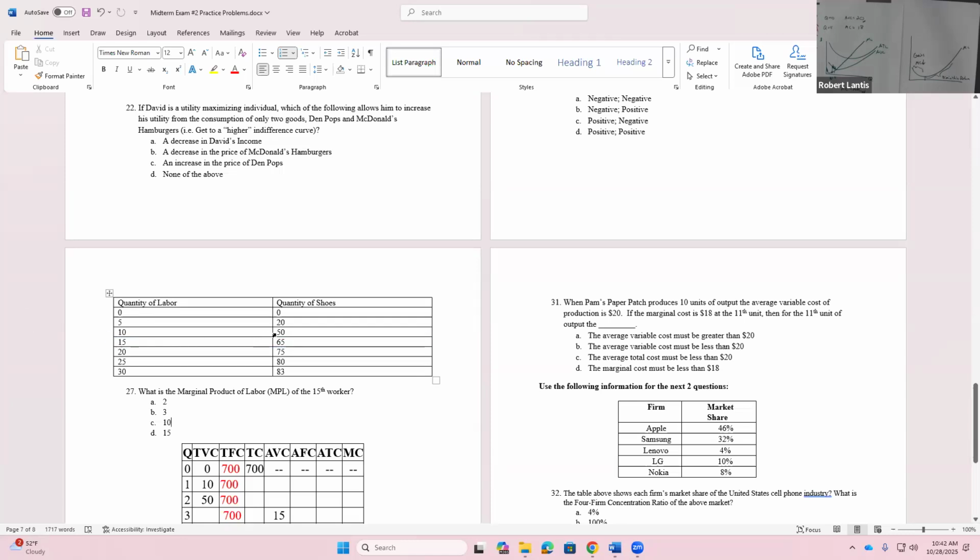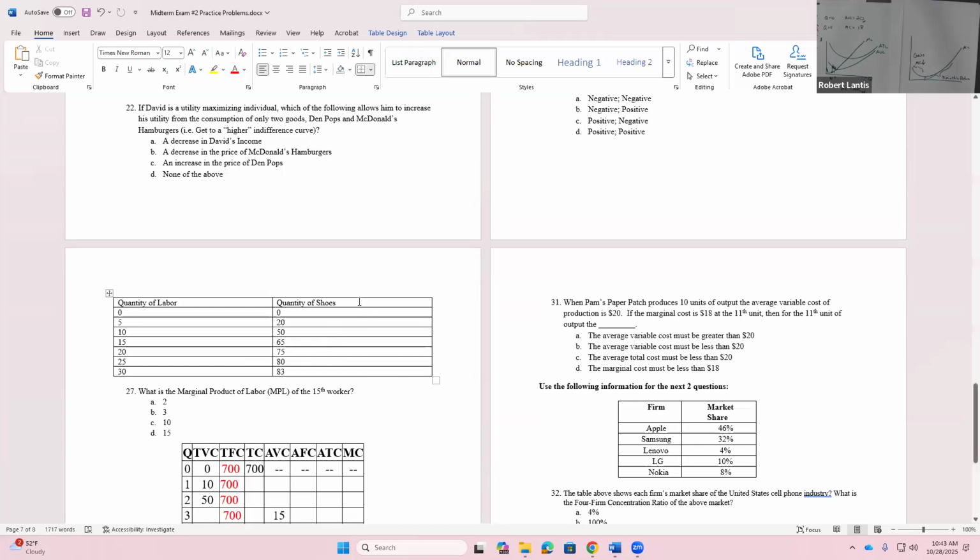So for my 15th worker, how much was my output changing by when I went from 10 to 15 workers? 15. But it's not 15, right? Because it's a change in output divided by a change in the number of workers. So 15 over 5, giving me my marginal product of labor of 3. Now, am I experiencing gains from specialization or diminishing returns?